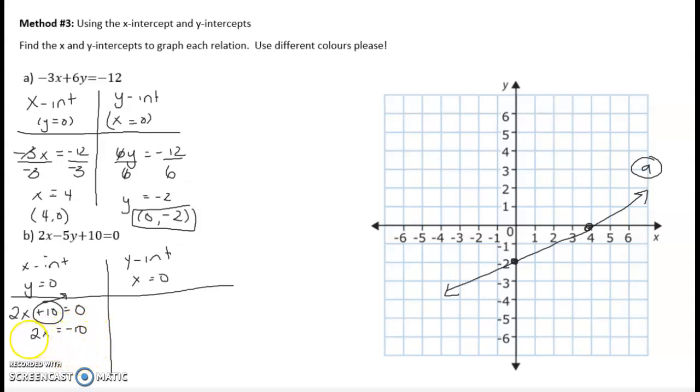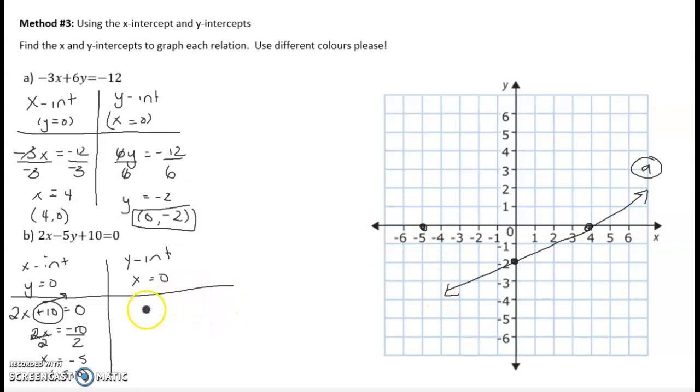And then to solve for x, you have to divide by 2. You do it on one side, you do it to the other side. 2 divided by 2 is 1x. Negative 10 divided by 2 is negative 5. So x is negative 5, y is 0. Right there, put your dot.